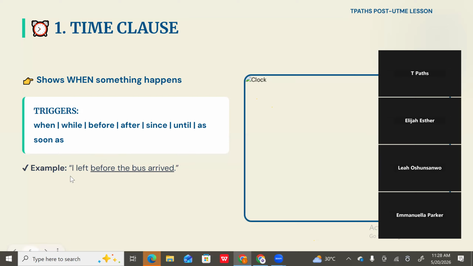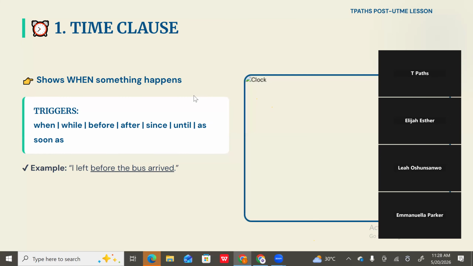For example, I left before the bus arrived. Before, that's the trigger word for what? Time. So that means the adverbial clause there is what? Time. That's just it. So before we proceed, if you understand, kindly click on the reaction icon.